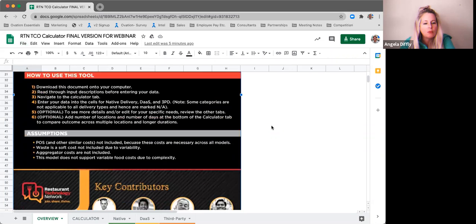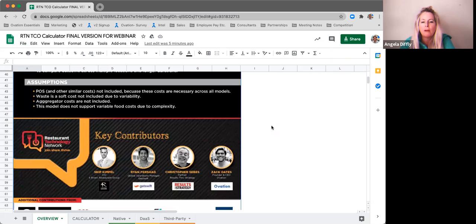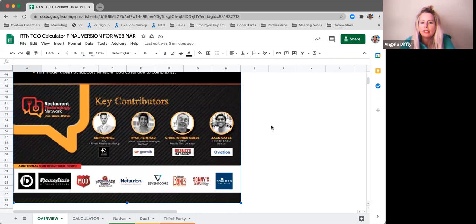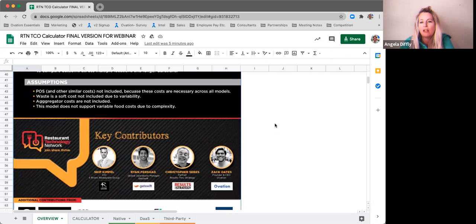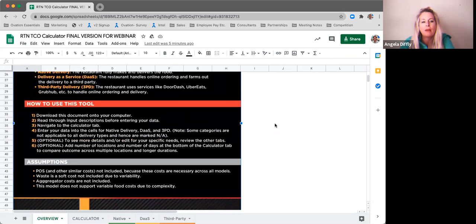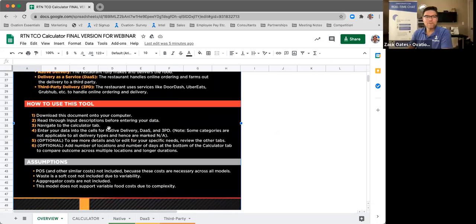But if you scroll down, we'll see here are the contributors. As you know, Ryan and Zach joined me today. Christopher Siebes and Skip Kimble were also major contributors, as well as the brands you see at the bottom of this page. So with that, I'm going to toss it off to Zach and Ryan, who are going to go through the calculator itself and just explain some of the attributes and walk you through how to best use the tool. Zach?